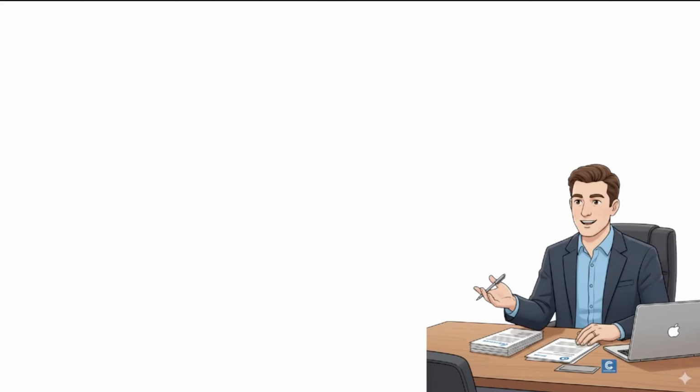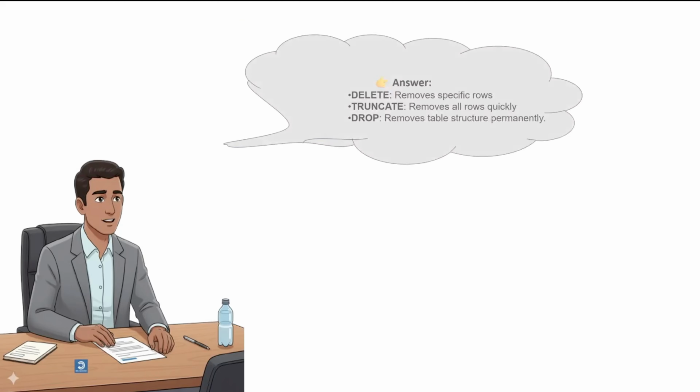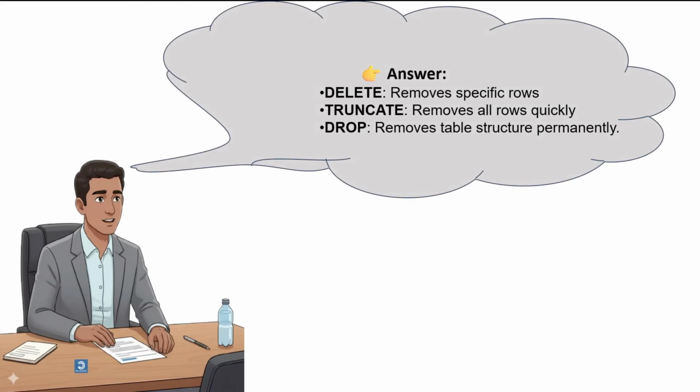Next question is, what is the difference between DELETE, TRUNCATE and DROP? So your answer is: DELETE removes specific rows, TRUNCATE removes all rows, DROP removes the table structure permanently.